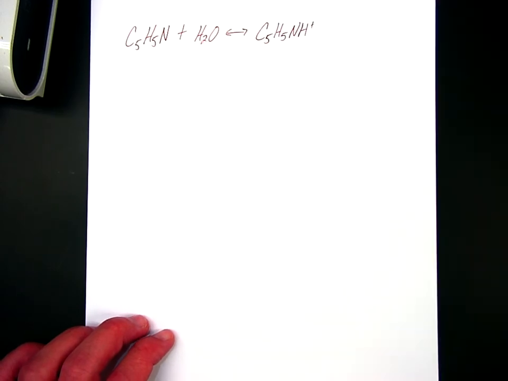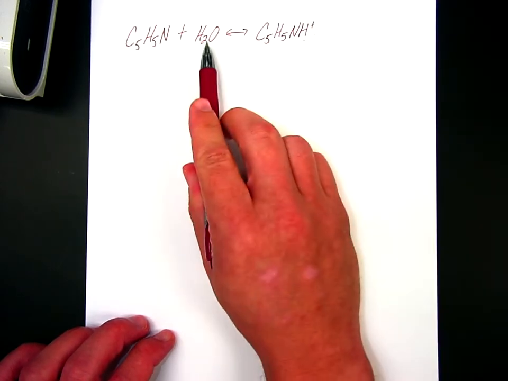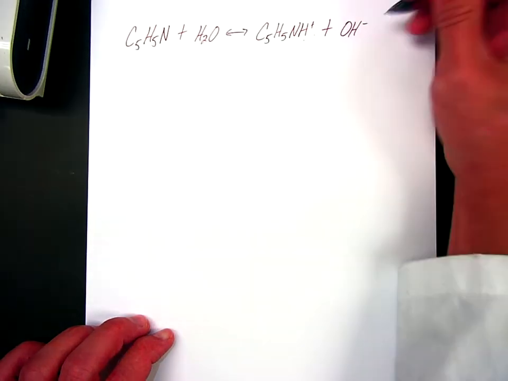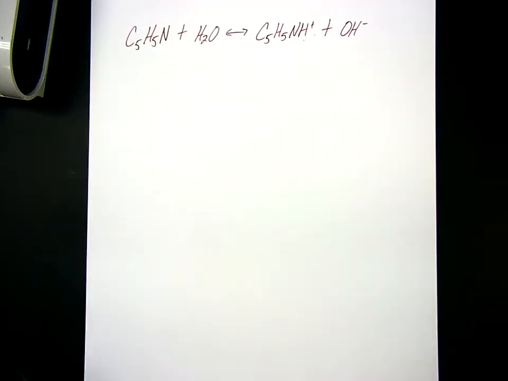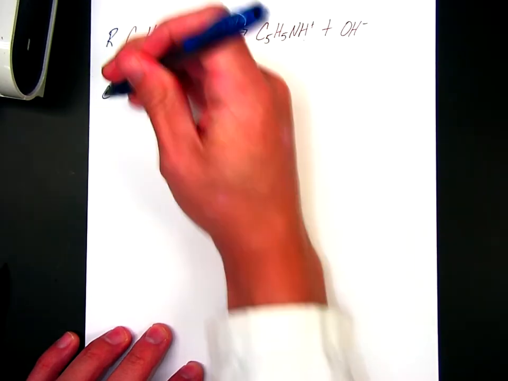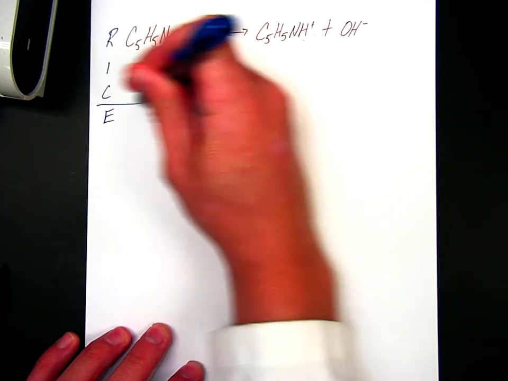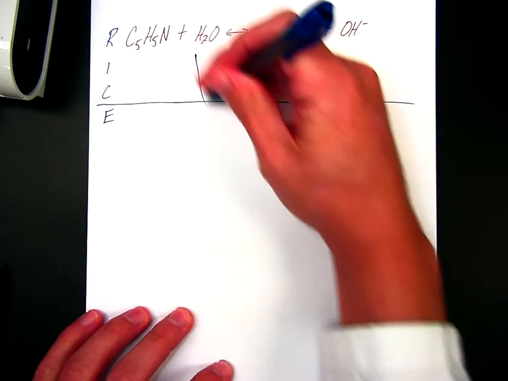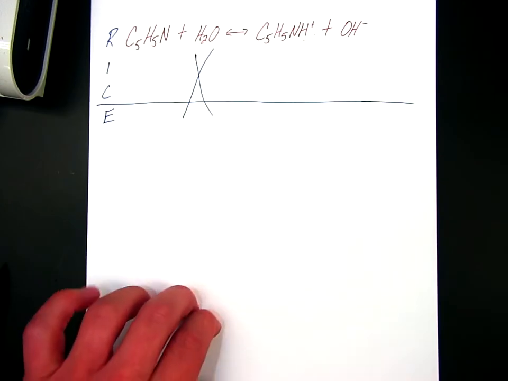Just add it on to the end. So there's the extra proton. Now this guy is missing a proton, so he turns into hydroxide. So, of course, we're going to do this in a rice table. I know that in my rice table, we can ignore water because it's liquid.